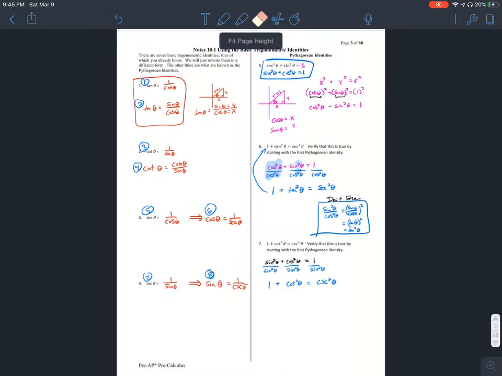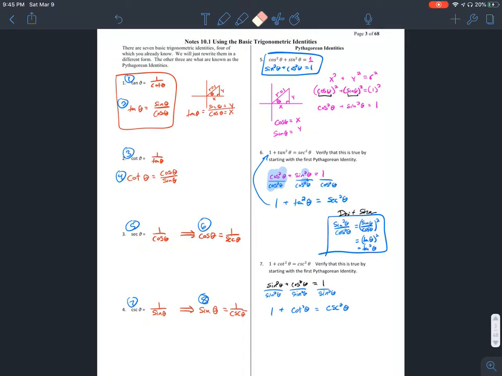So for now, you need to memorize these, I don't know, 8, 9, 10, 11 identities. It's called 7 on the paper, but there's really 11. I have them numbered. So this would be 9, and then this one's 10, and this one's 11.